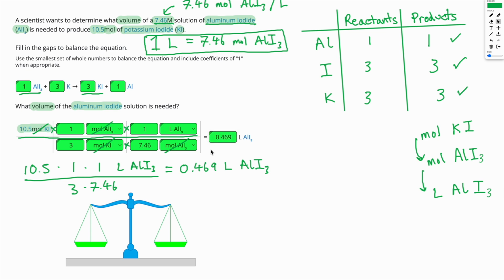Awesome. So again, same as any other stoichiometry problem, but this time we're going to be using our molarity as one of our conversion factors. And remember that M, molar unit, means moles per liter. So 7.46 moles in 1 liter. And that's how we get our conversion factor to use there.